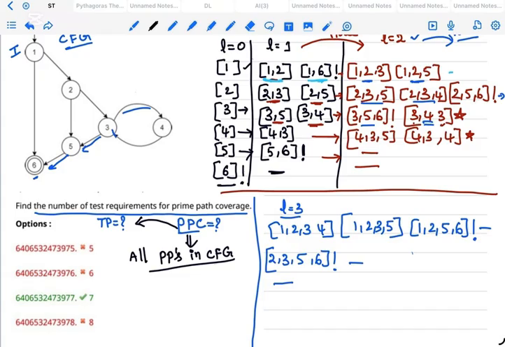Next 4 3 5. We extend this one. 4 to 3, 3 to 5, 5 to 6, right? 5 to 6 also ends with an exclamation mark because of the final vertex. Is there any other possible? No, not possible. This is only with 4. 4 3 4, right?